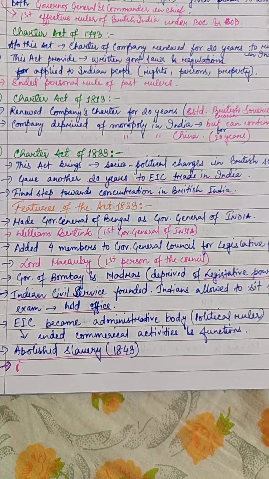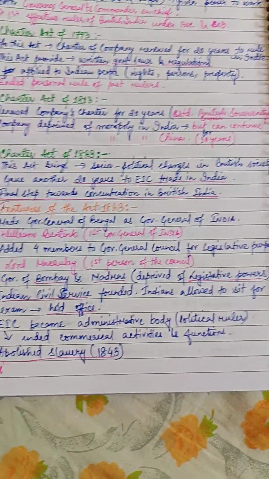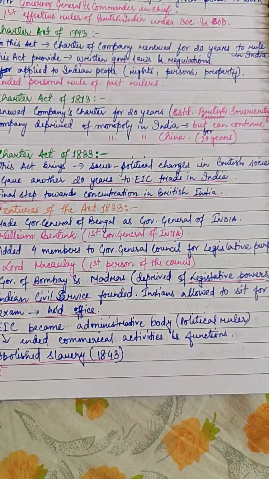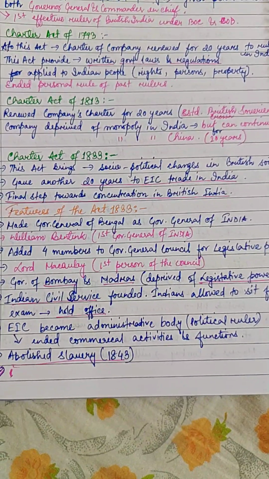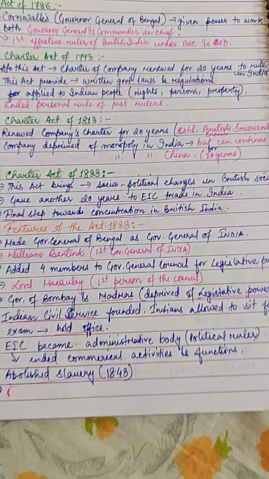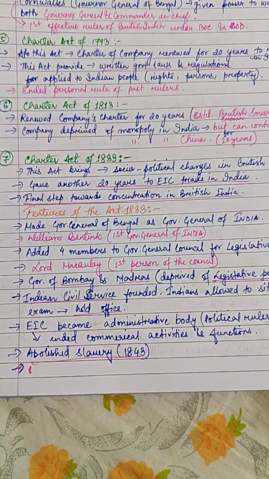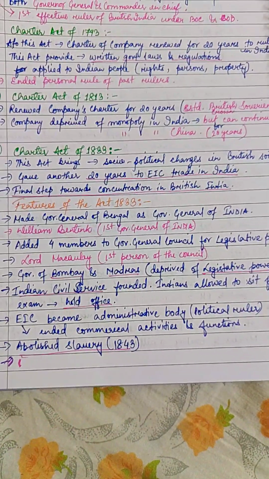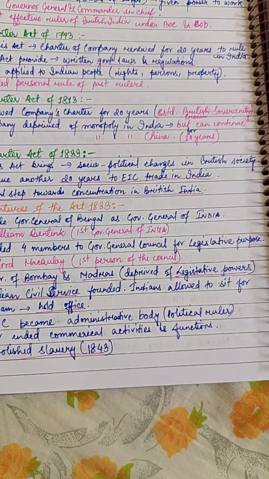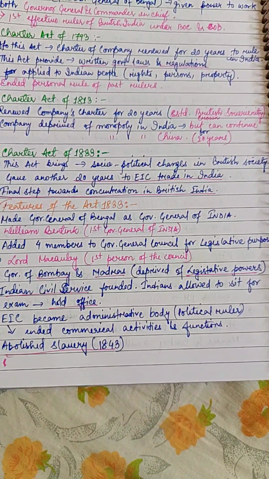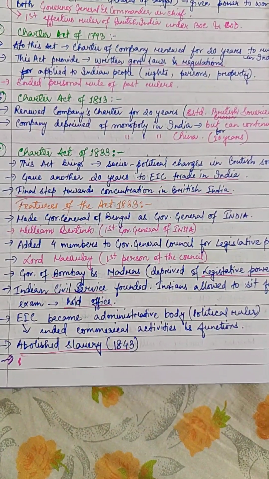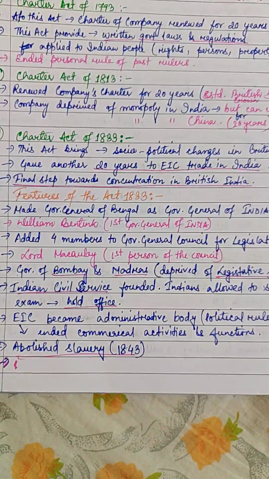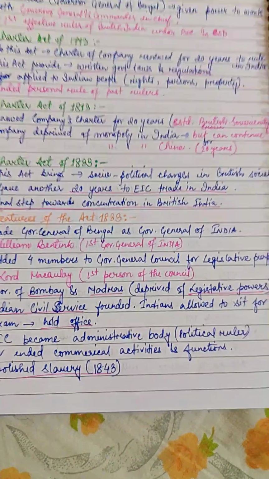Now the Governors of Bombay and Madras were deprived of legislative powers, meaning they don't have any power at all. The Governor General of India holds all the powers in his hand. And it was the time when the Indian Civil Service was founded. Indians were allowed to sit for the examination and to hold office later on. This is the first time.